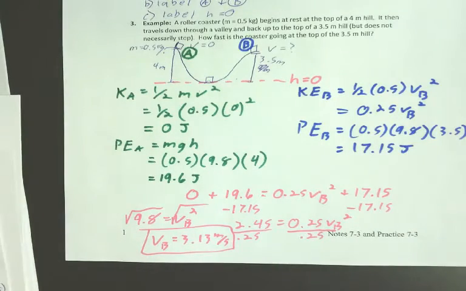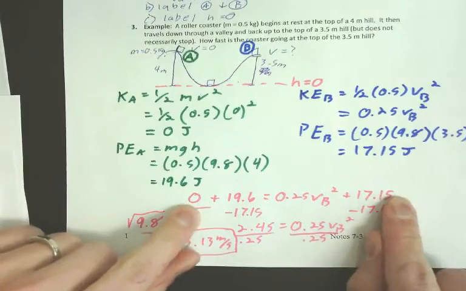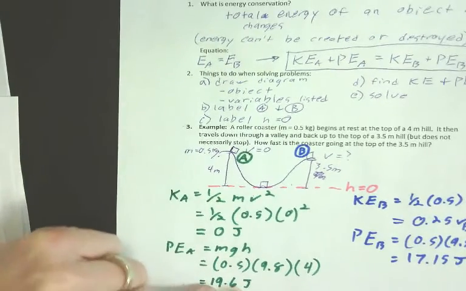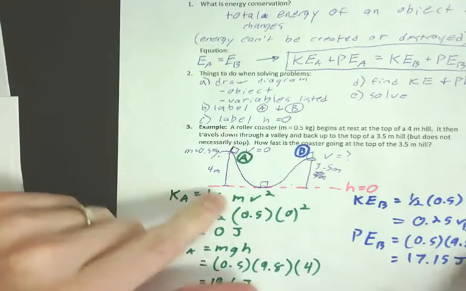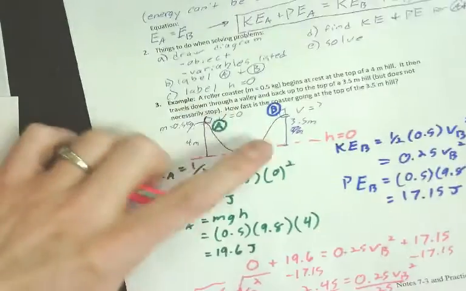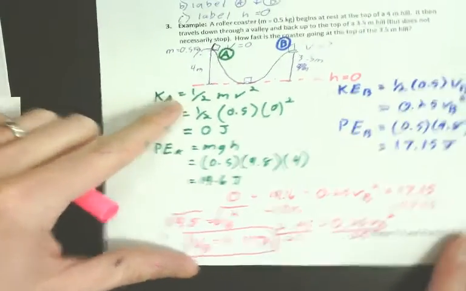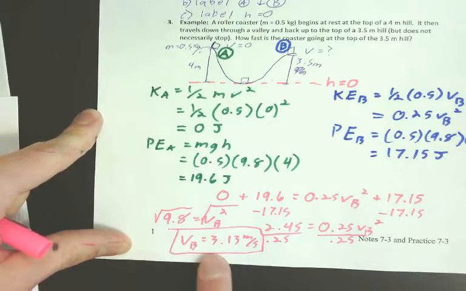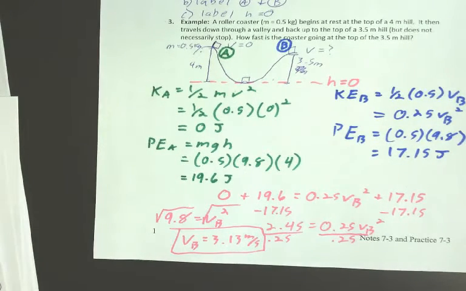So again, plug in the numbers where they go. Kinetic at A was 0. Plug it in. Potential at A was 19.6. Plug it in. Kinetic at B, 0.25 VB squared. Potential at B, 17.15. Get all the numbers to the other side. And once you've done that, 3.13 is the answer you'll end up with.